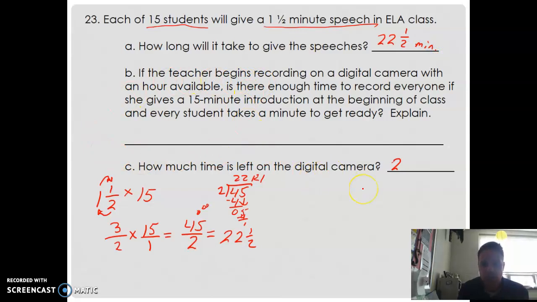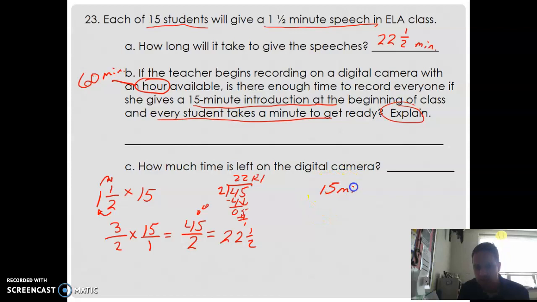So if the teacher begins recording on a digital camera with an hour available, an hour, right? 1 hour. So let's think of that as 60 minutes. Is there enough time to record everyone if she gives a 15-minute introduction at the beginning and every student takes a minute to get ready? So let's think about this. I got a 15-minute intro and I got every student taking a minute to get ready. So 15 times 1 minute each would be 15 minutes to get ready. That'd be 30 minutes total.